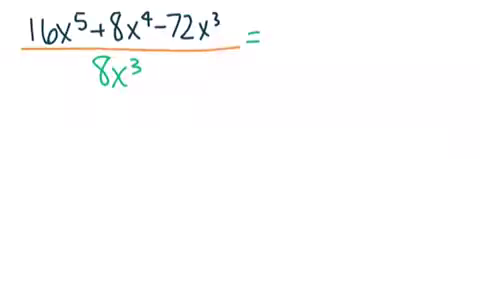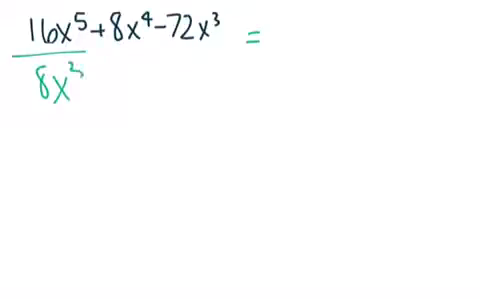Alright, same thing here. So we have 16x to the 5th plus 8x to the 4th minus 72x cubed, all divided by 8x cubed. So we're going to do it like this. Erase this. And distribute them to each one. It makes it much easier to do the math that way.